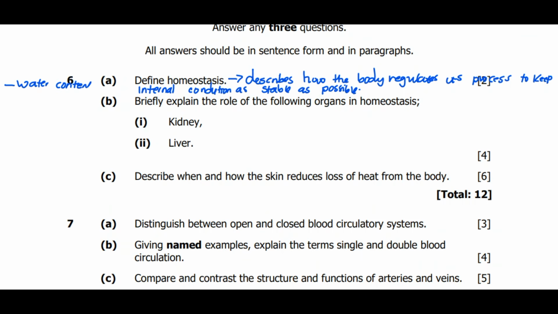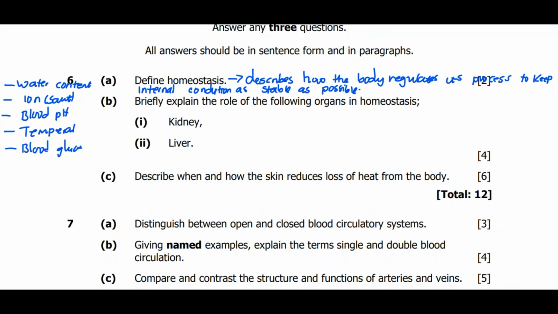Then after water content, we may also look at ion. If we look at ion, we are looking at the salt. Then after ion, we may look at blood pH. Then from there, body temperature. Then after body temperature, we may have blood glucose.